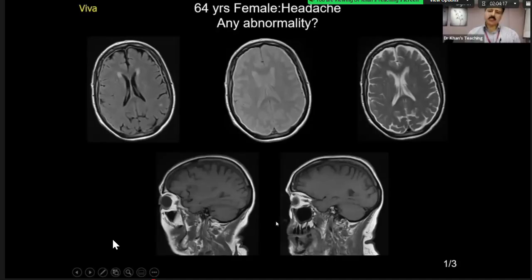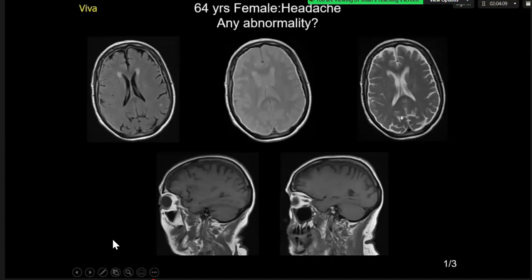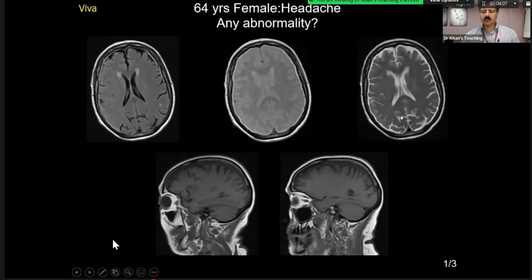But which sequence are we talking about? This is the T2 weighted sequence. Are you talking about this sequence? Yeah. I think probably it's normal, is it? On a T2 weighted sequence, you can never pick up leptomeningeal enhancement or things like that, because you are confused whether there is something abnormal or this is the CSF.